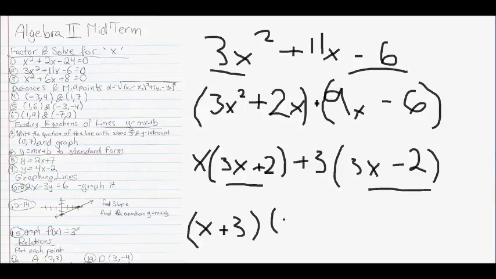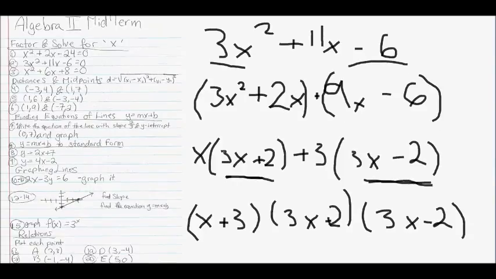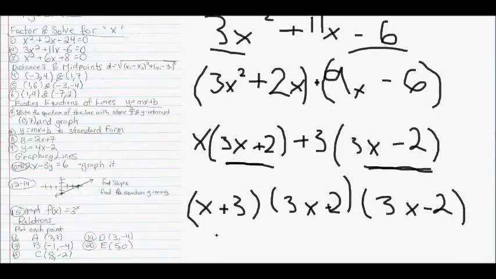We're left with x plus 3, 3x plus 2, and 3x minus 2. So now we know what our x is equal to. Once again, if these two binomials were the same, we would just write them down once. But because they're not, we have to write it 3 times.